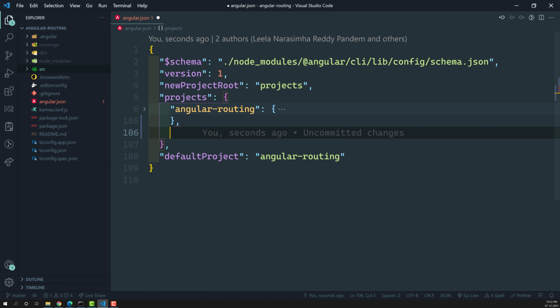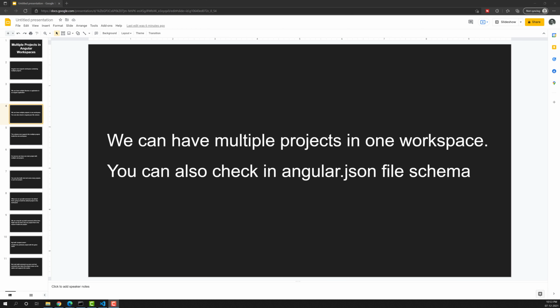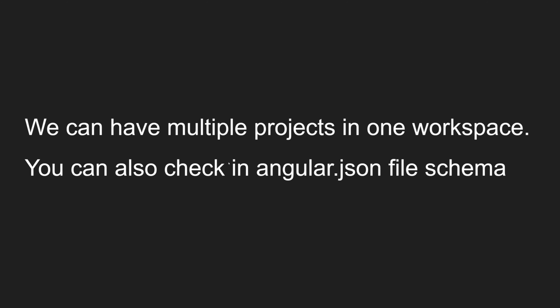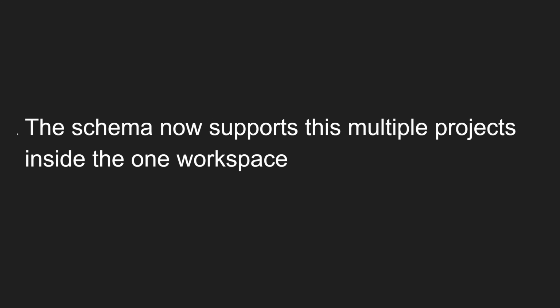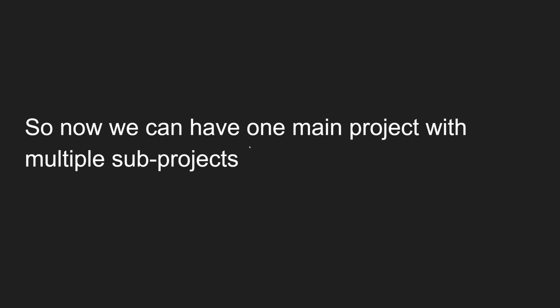This is what we have seen, right? We can have multiple projects in a workspace. You can also check the angular.json file schema, which we have checked. The schema supports multiple projects inside one workspace. As we have seen, the schema supports multiple projects in a single workspace. So now we can have one main project with multiple sub projects. The one main project is nothing but the default project, and we can also have multiple projects along with that main project.